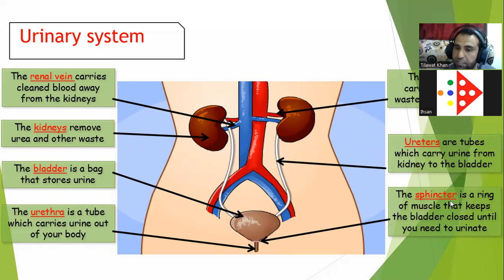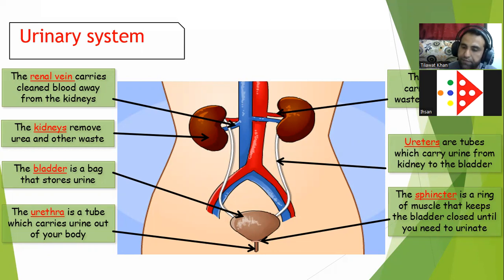The sphincter is a ring of muscle that keeps the bladder closed until you need to urinate. For example, when you don't want to urinate, the sphincter muscle is closed and closes that place. But when you need to urinate, it relaxes, and the sphincter muscle will allow urine to go out. So keep it in mind, the sphincter muscle controls your urine.